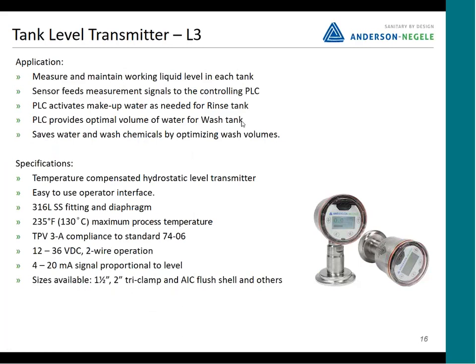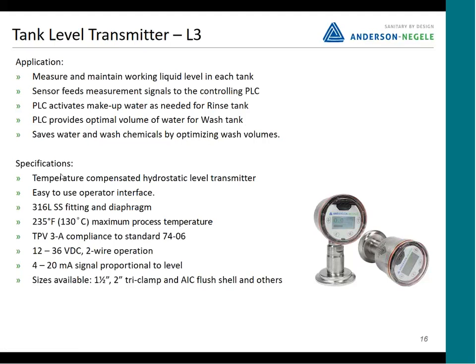Now, if you only ran this cycle once a month, this probably wouldn't amount to anything and it wouldn't be worth it. But when you're running multiple CIP cycles per day, you're using a little bit more water, a little bit more steam, a little bit more chemical each time. Anything we can do to save that is going to help save us money in the long run. So by continuously measuring the level in the wash tank, we can help our customers save money on chemical and time and water and even steam.